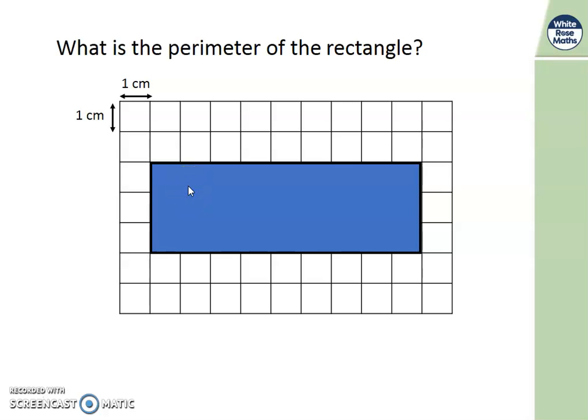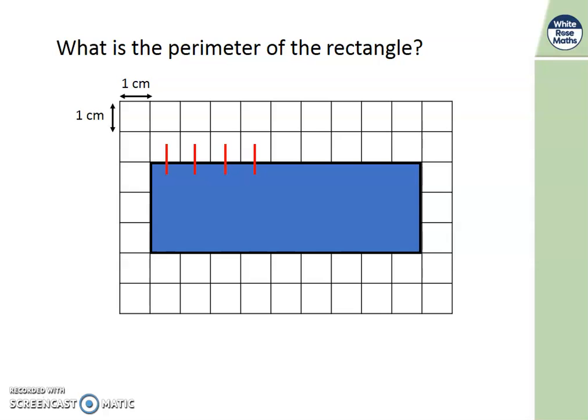To find the perimeter of the rectangle, we need that side, add that side, add that side, add that side. Pause the video and see if you can do it before I show you. Let's see how you got on. So to do this, we need to add up the sides.